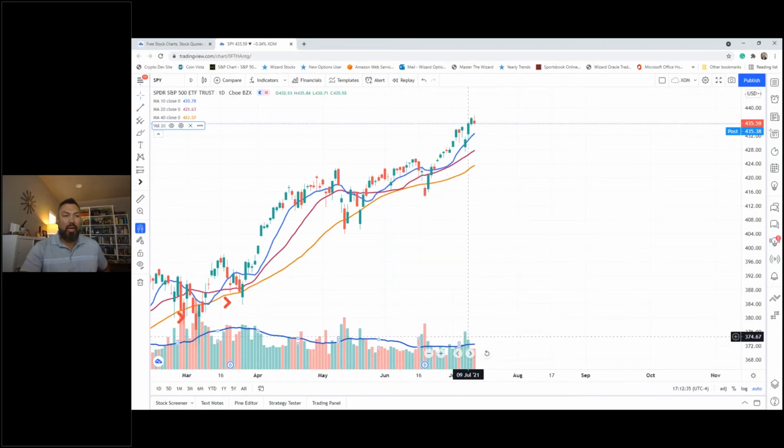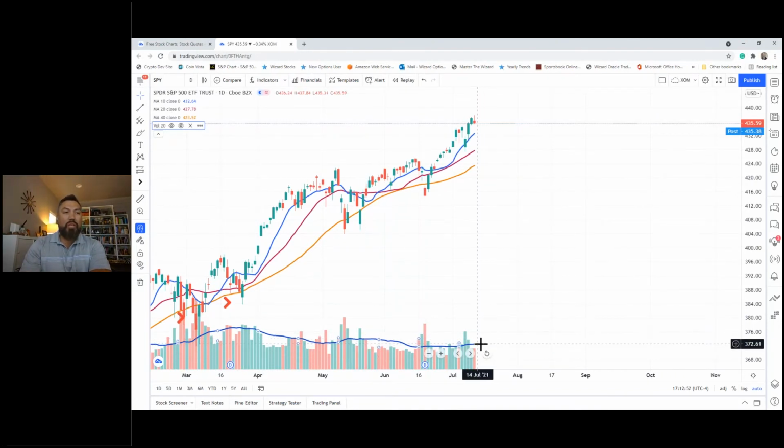So now I've got this column indicator below. This is giving us the daily volume. How high the bar is means the more volume.